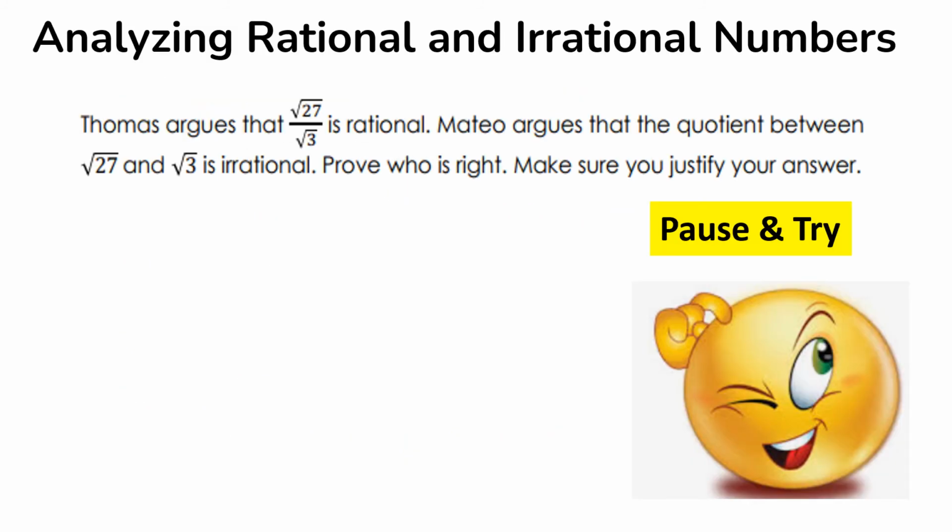All right, so the last one I would like for you to try, it says Thomas argues that the square root of 27 over the square root of 3 is rational. Mateo argues that the quotient between 27 and 3, or the square root of it, is irrational. Prove who is right. Make sure you justify your answer. So go ahead and just pause this video and try this problem on your own.